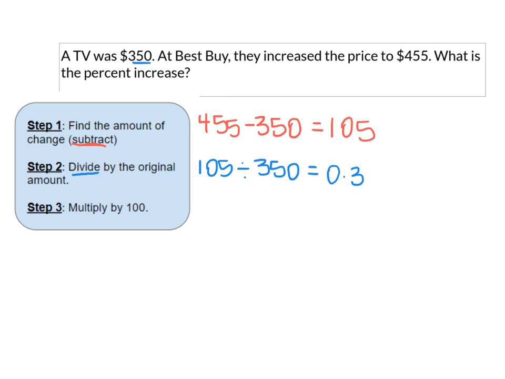The last step will be to change it to a percent or multiply by 100. So I'm going to take 0.3 and multiply by 100, and I will get 30. So the percent increase will be 30%.